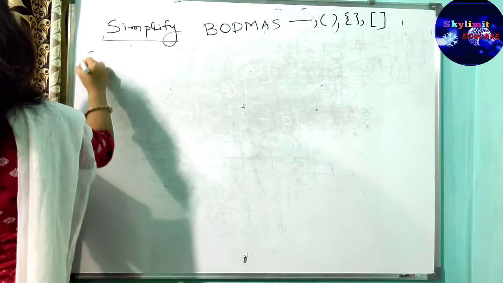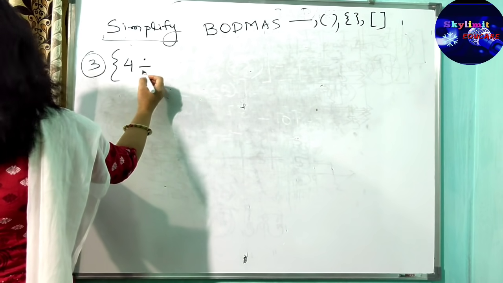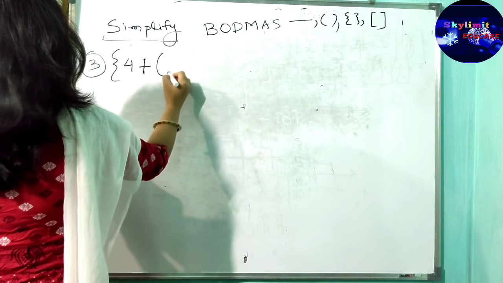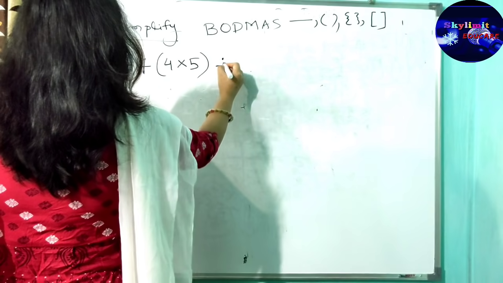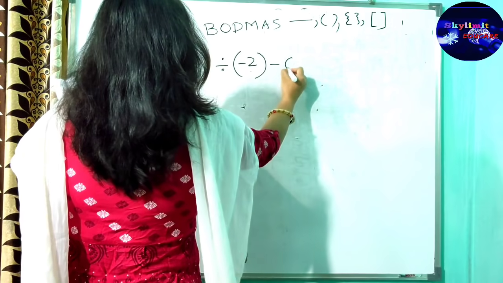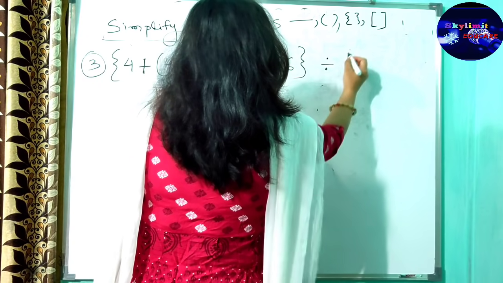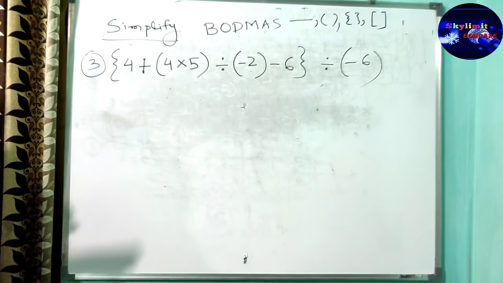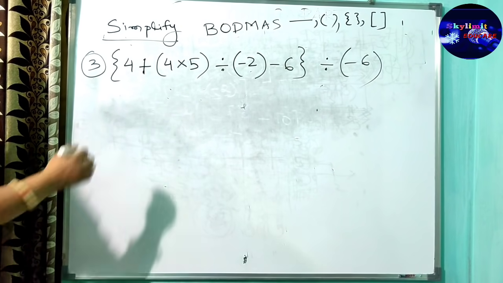Write along with me. 4 divided by, it's plus. 4 plus 4 multiplied to 5 divided by minus 2 minus 6 curly bracket closes divided by minus 6. Remember the question, everyone. 4 plus 4 multiplied to 5 divided by minus 2 minus 6. Okay, let's solve it now.